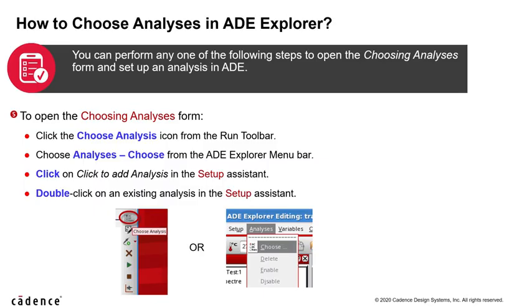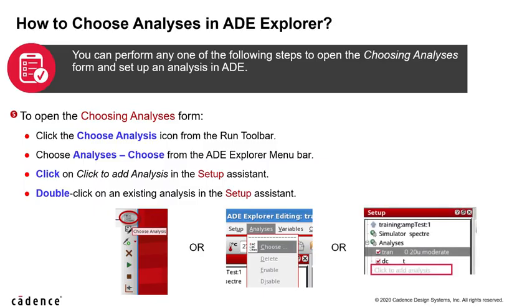same form. One more way to access this form is by clicking the Click to Add Analysis portion under the Analysis in the Setup Assistant. Now, if you already have analyses that are set up, you can also simply double-click them to open the form.